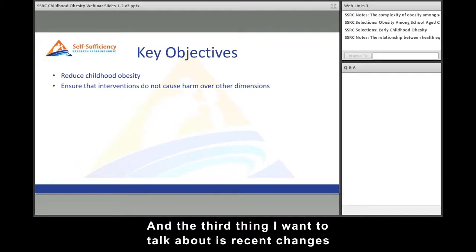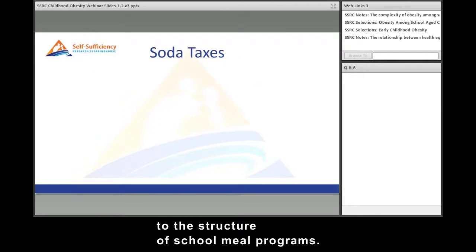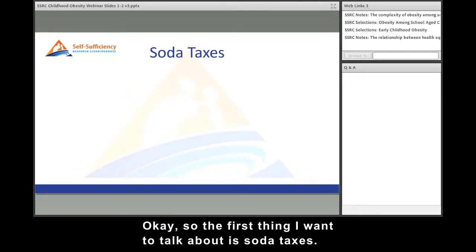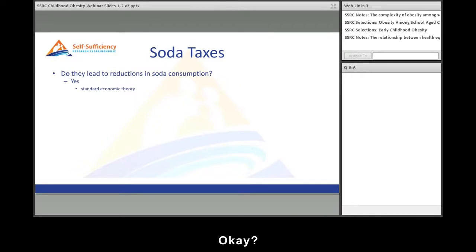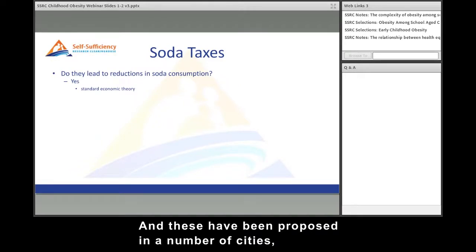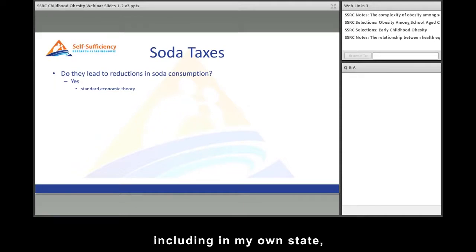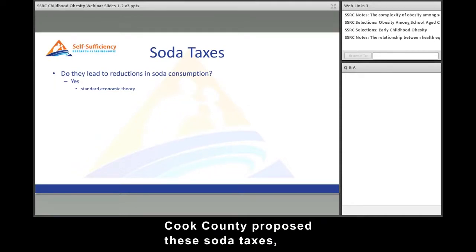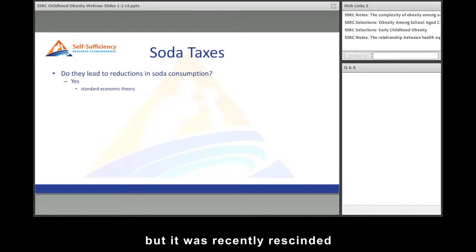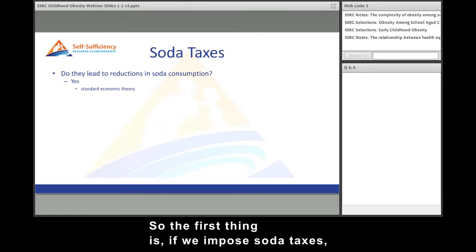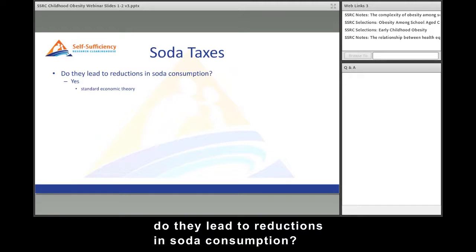And the third thing I want to talk about is recent changes to the structure of school meal programs. Okay, so the first thing that I want to talk about is soda taxes. These have been proposed in a number of cities, including in my own state, where Cook County proposed these soda taxes, but that was recently rescinded, so the soda tax is no longer in place. So the first thing is, if we impose soda taxes, do they lead to reductions in soda consumption?